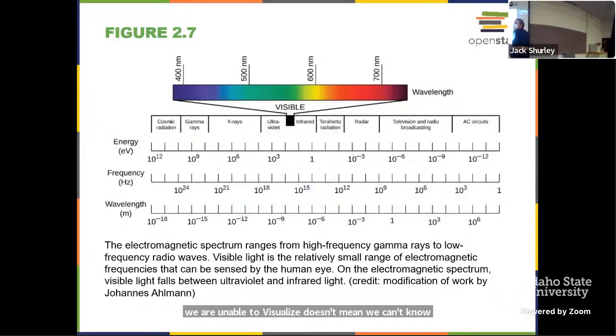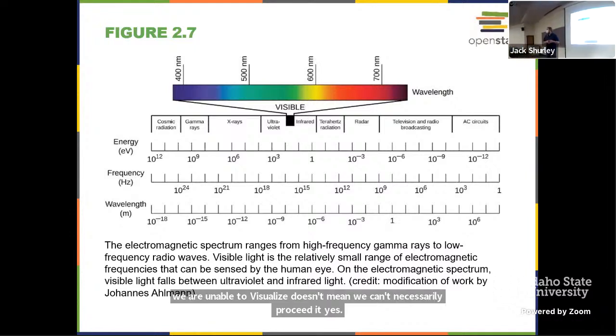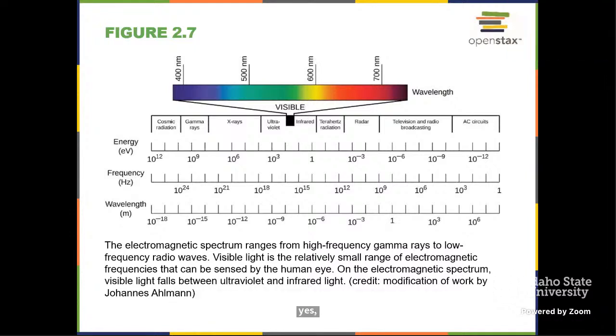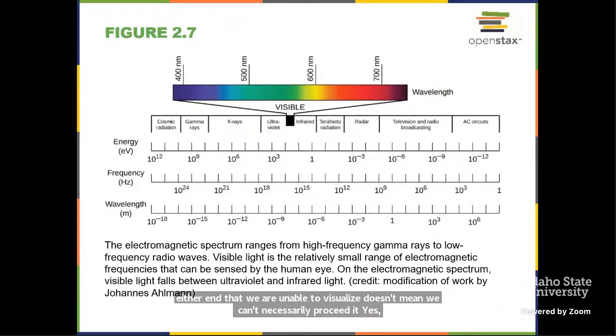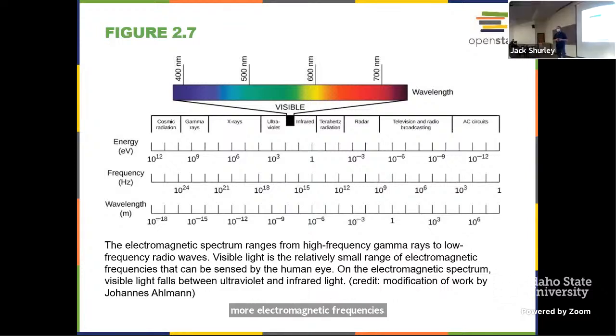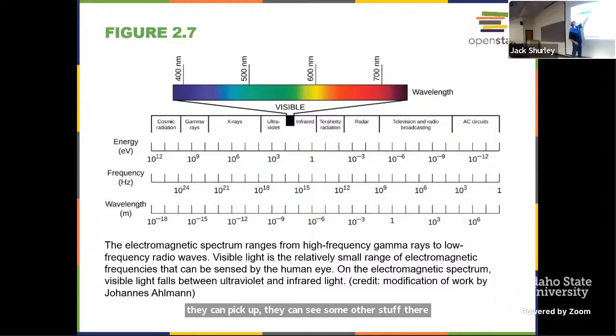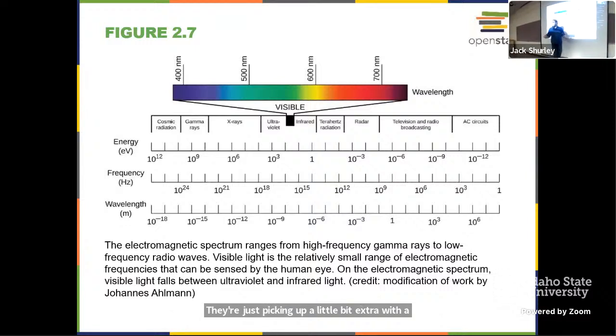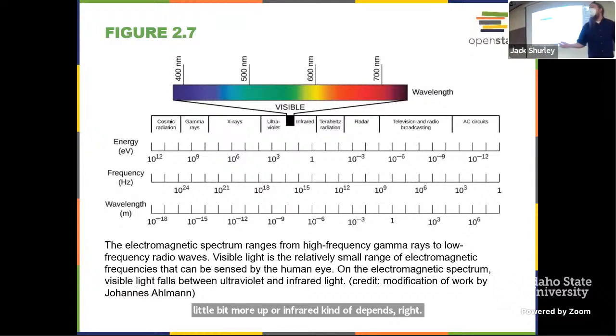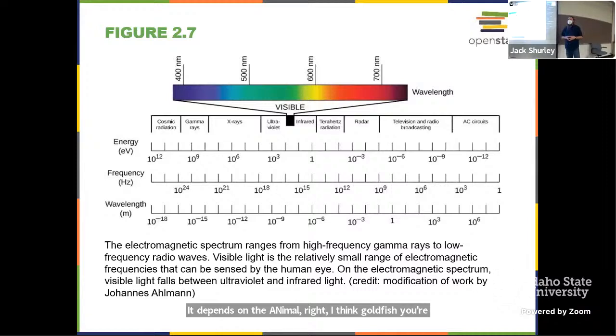Doesn't mean we can't necessarily perceive it. Yes? So for animals that can see more colors than we can, does that just mean they can see more electromagnetic frequencies? For sure. So yeah, they can see some other stuff. They're just picking up a little bit extra within here, a little bit more UV or infrared, depending on the animal. I think goldfish are supposed to be able to see more infrared type of stuff.